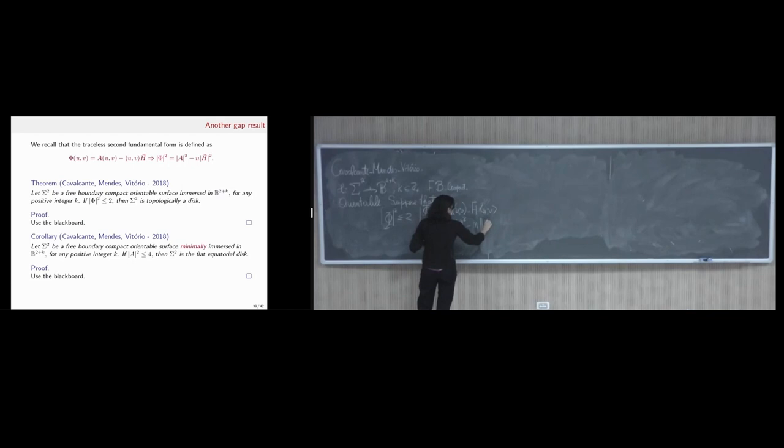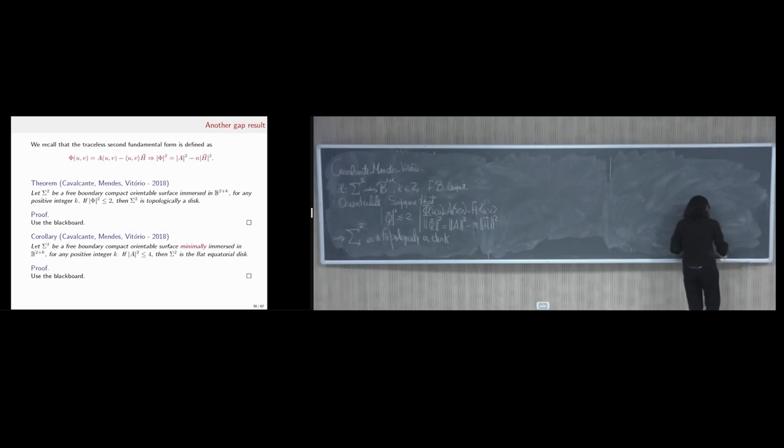Okay. So what do they prove? They prove that with this hypothesis and this information, sigma is a topological disk. Well, I did some comments here because before all the results that I showed you, in this theorem here you don't have that the mean curvature is constant, okay? You have this gap, but you don't have that the mean curvature is constant, okay?